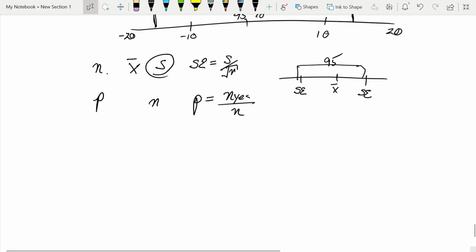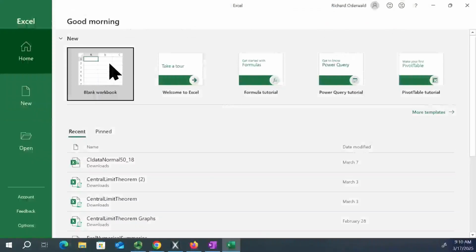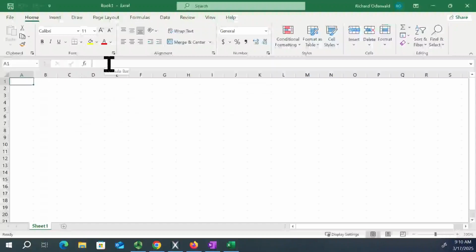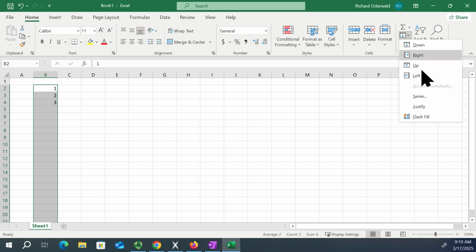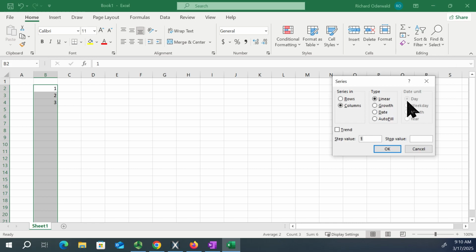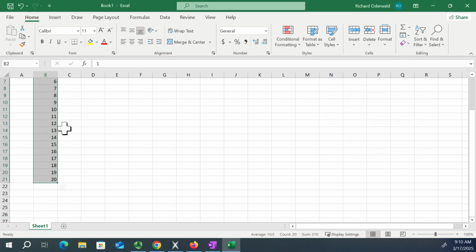Get an Excel sheet. We just need a blank workbook, any place, and I'm going to put sequence numbers down here so I can keep track of how many I've got. I'm going to number 1 through 20, and I'm using the fill command. You can do it 1, 2, 3, 4, 5, and so on. So here I've got 20 numbers. This is going to be my sample size.